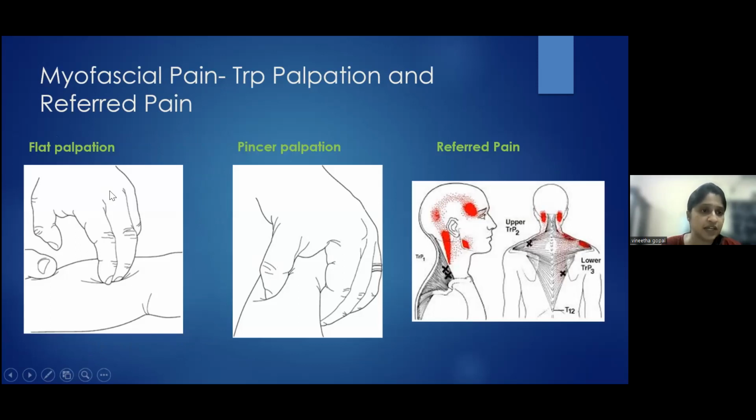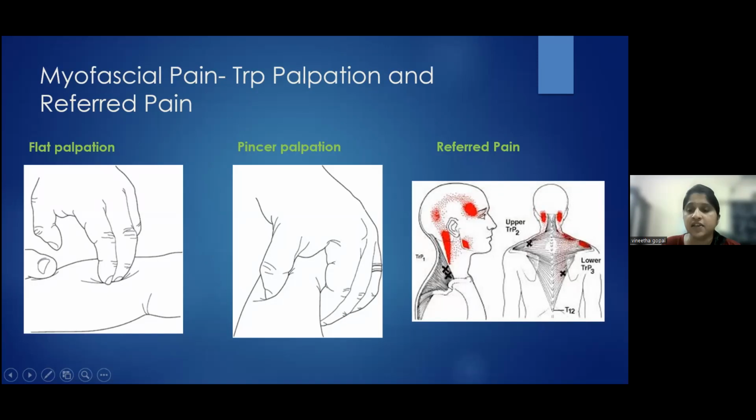So this is how you do the palpatory techniques. This is flat palpation, perpendicular to the direction of the muscle fibers. You can do pincer palpation also. Usually in the trapezius, when you do the pincer palpation, you will get that nodule feeling. Sometimes you may miss it in flat palpation, but you will get it in this particular palpatory method.